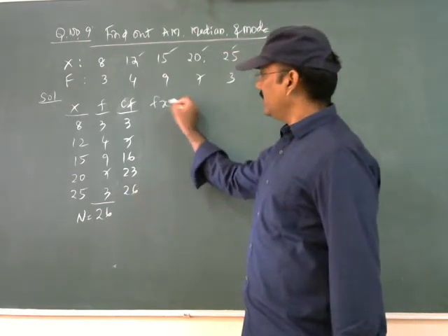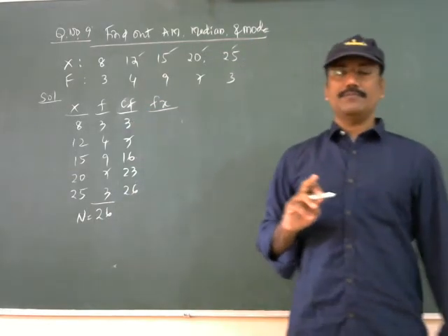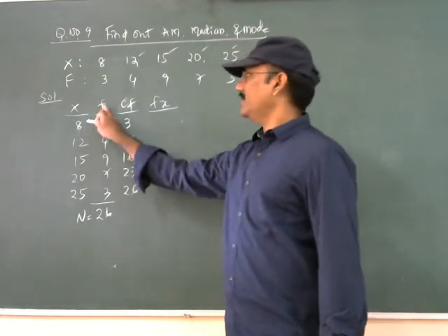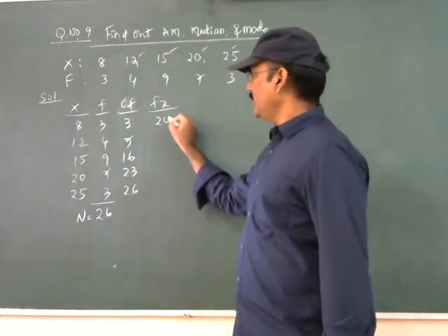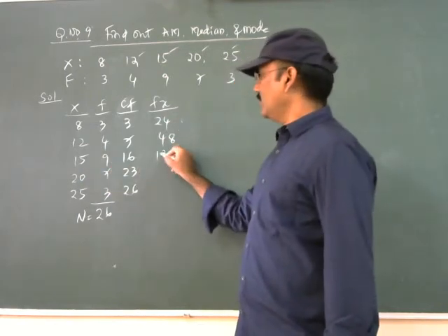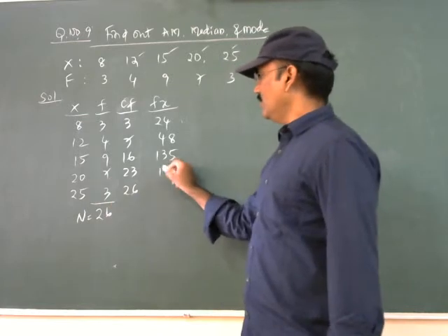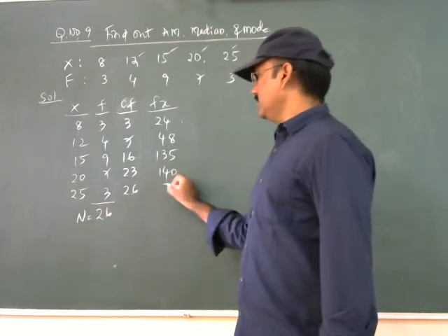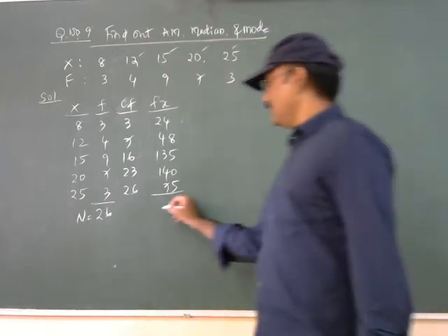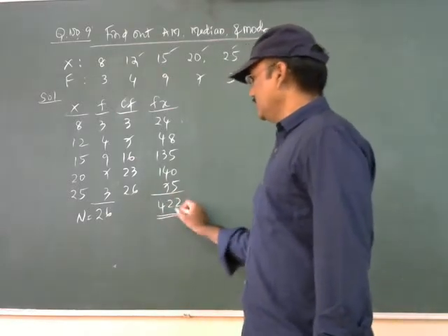Now you find f into x. CF is required for the median, and fx is required for which purpose? The mean, right? So 8 into 3, that is 24; 12 into 4, 48; then 15 into 9, 135; 20 into 7, 140; 25 into 3, 75. Now you need to add these numbers: 24 plus 48 plus 135 plus 140 plus 75. So it was 422. So 422 is the sum of fx.